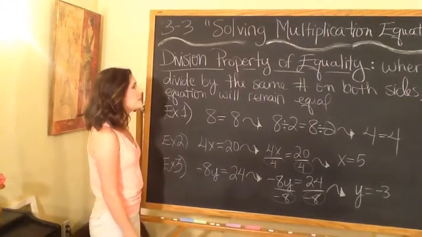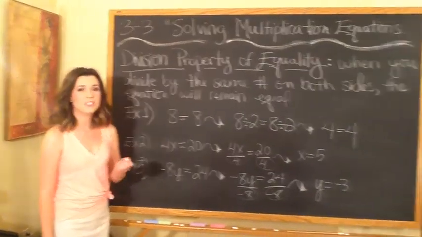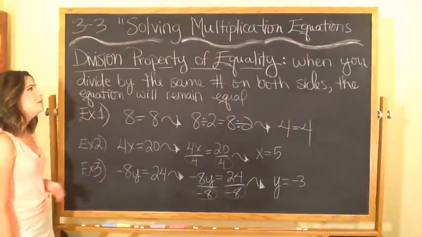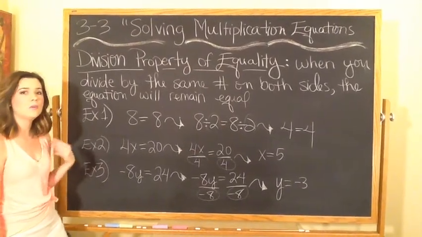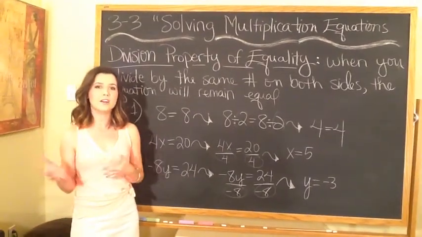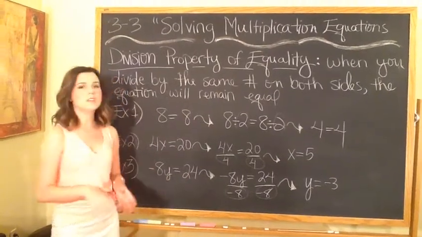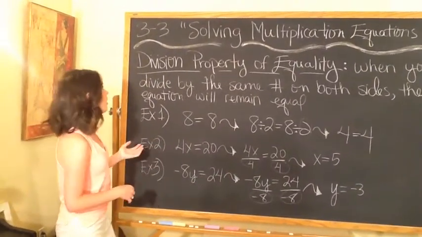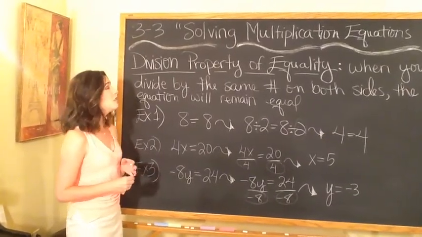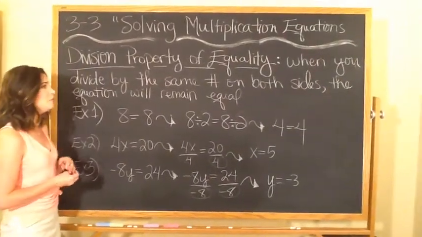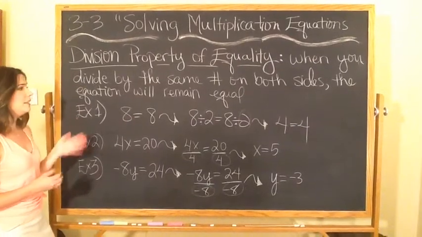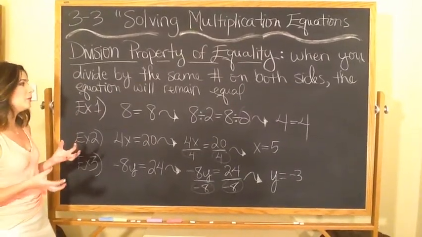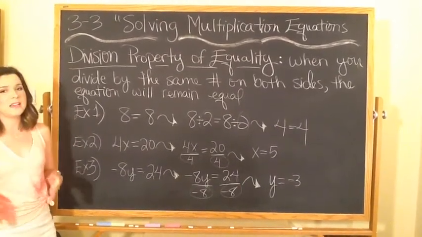Day 3. Today we're going to be talking about solving multiplication equations. So we're going to be solving equations that have multiplication in them and they have variables. We're going to be solving for those variables and we need to figure out how to do that. In order to do that, we need to use the division property of equality, which means that when you divide by the same number on both sides of the equal sign, the equation will remain equal.